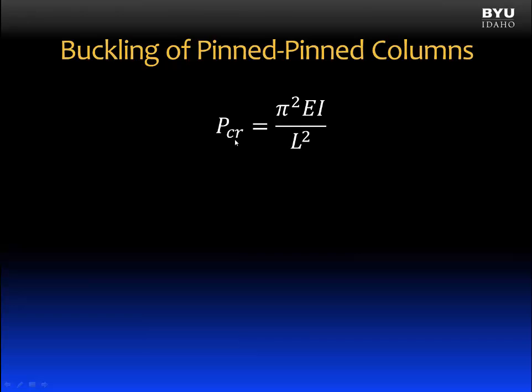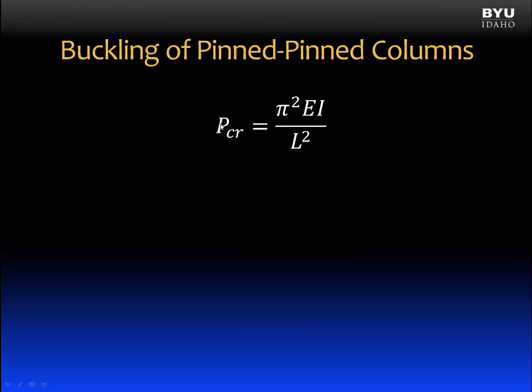P critical, this is the critical buckling load, is equal to pi squared E times I over L squared, where E is the modulus of elasticity, I is the moment of inertia of the cross-section, and L is the member length. It might seem odd to have pi squared in this equation. It turns out that this equation is derived from the solution to a homogeneous second-order linear differential equation, and the derivation of this equation can be found in most any mechanics textbook.